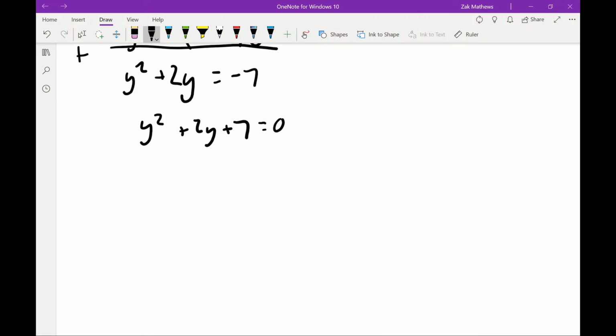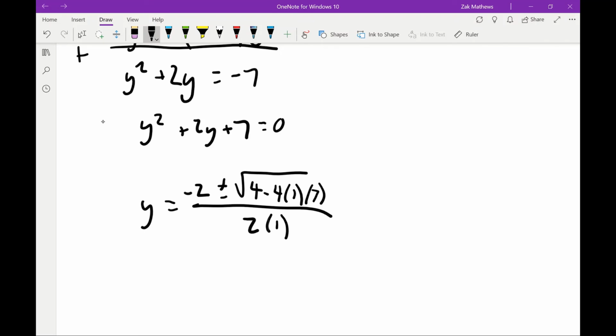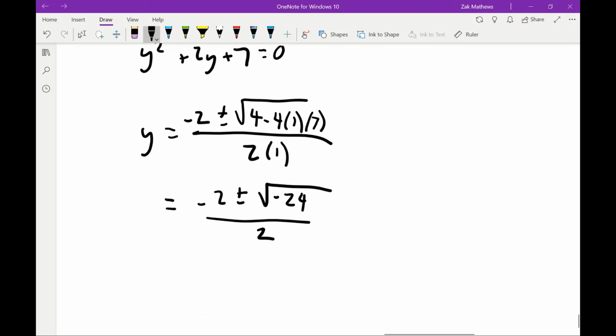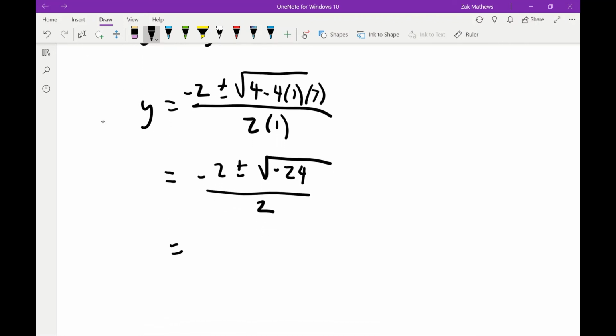And we'd look at this for a second and we'd say, oh, it doesn't factor, which means I need to use my quadratic formula. So I'd have a negative 2 plus or minus the square root of 4 minus 4 times my 1 times my 7, all over 2 times my 1. Negative 2 plus or minus 4 minus 28 is a negative 24, over 2. That's interesting. We've just ended up with a negative inside of our square root. And that tells us we're ending up with an imaginary solution. We can pull that i out.